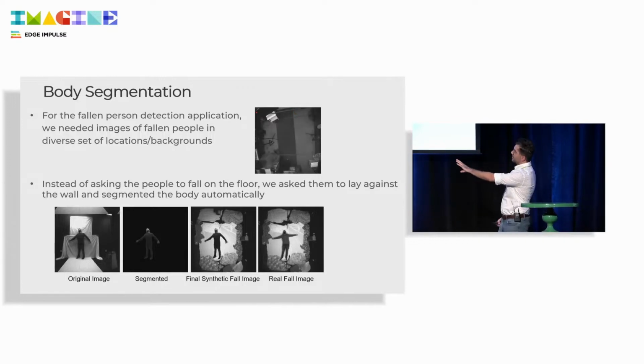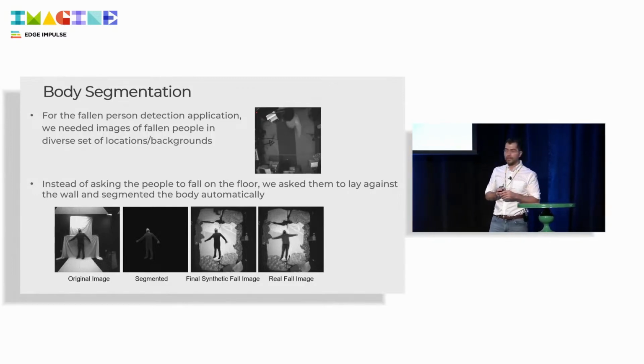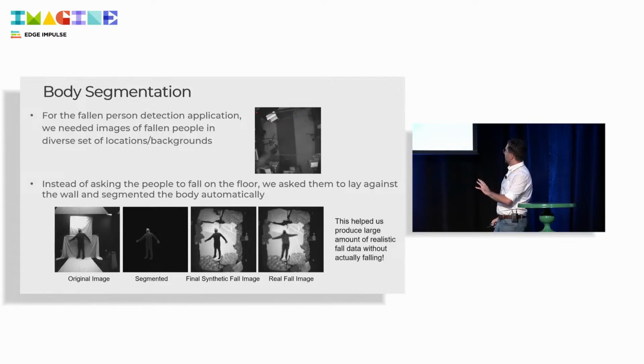So on the left side here, you can see the original image. This is actually myself leaning against the wall. And we can automatically, with a neural network model that's trained offline, do the segmentation. And then we cut out the person and place him in any desired background that we would like. So that's the third image here, the final synthetic fall image. The last image is a real fall image, so you can see that they are very similar. And so with this approach, we were able to produce a large amount of fall data without actually falling.